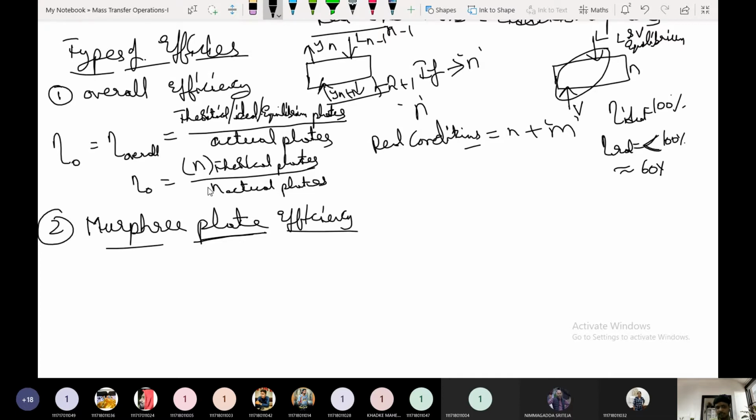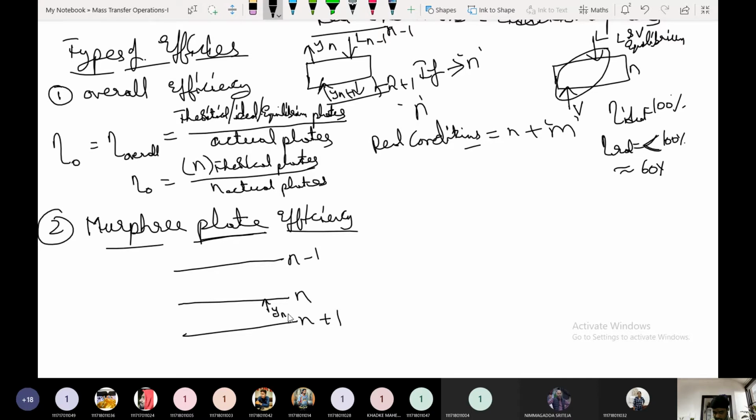To calculate a single plate efficiency, we need the Murphree plate efficiency. Then what is this Murphree plate efficiency? If you consider this as the nth plate, the top section we are considering as the n minus 1 plate, and the bottom plates we are considering as the n plus 1 plate. So for the nth plate you have to calculate the efficiency. For example, for this plate you have to calculate the efficiency of this one. So vapors are coming from the bottom to top.